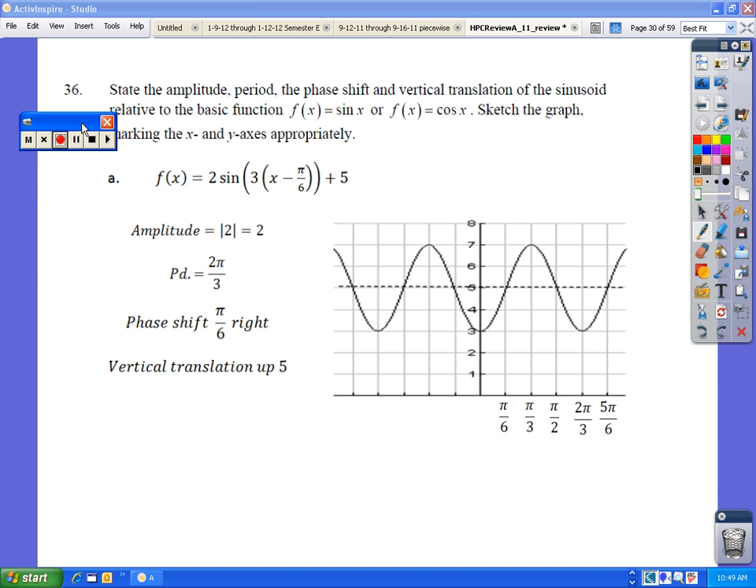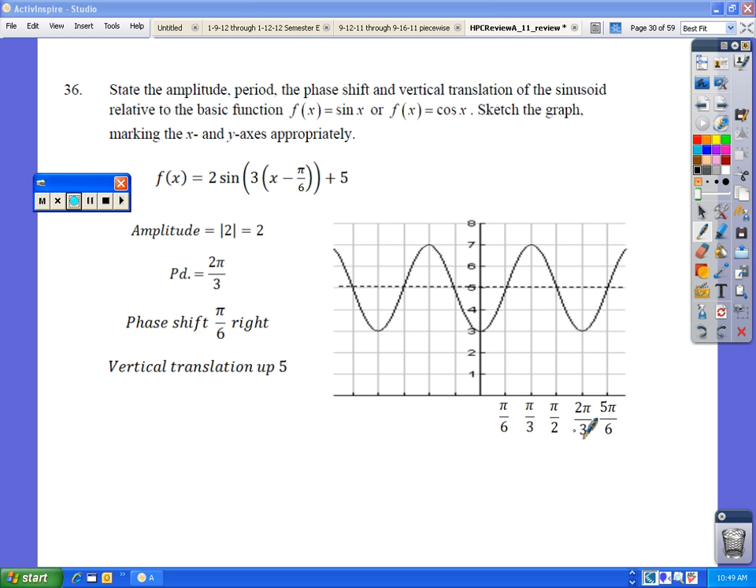Okay, so for 36, you just have to simply find the amplitude, period, phase shift, and vertical translation from a sinusoidal function, sin x or cos x. You're going to sketch the graph, and you're going to have to mark the x and y axis appropriately.